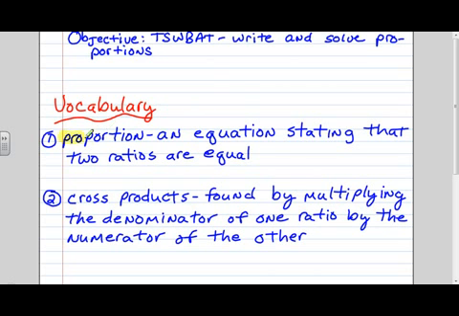First vocabulary word for today is a proportion. What is it? It's an equation stating that two ratios are equal. For example, if we have a ratio of 1 to 2, that is the same as the ratio 5 to 10. 1 out of 2 is the same as 5 out of 10. Those two equal ratios form a proportion. Second vocabulary term, cross products. What are they? Cross products are found by multiplying the denominator of one ratio by the numerator of another.